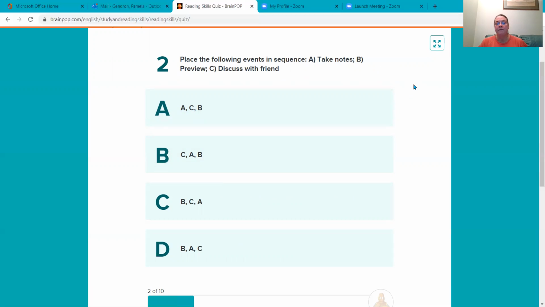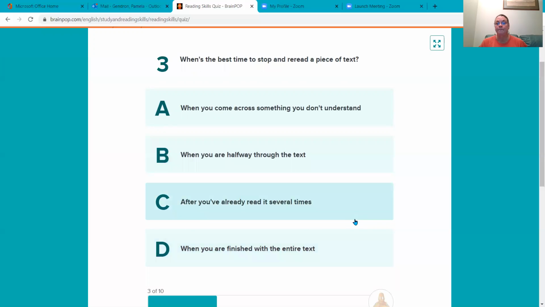So, I believe you would first preview the text, which is B. So that means it's one of these two. Then you would take notes while you're reading it. So that's A. And then you would discuss it with a friend. So I believe D is correct.